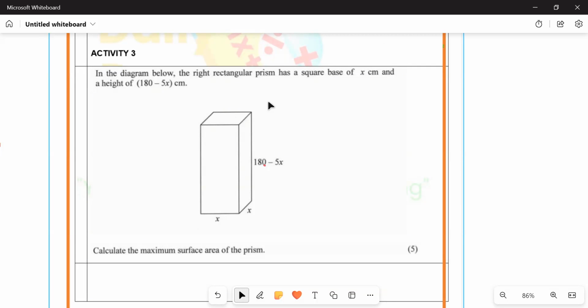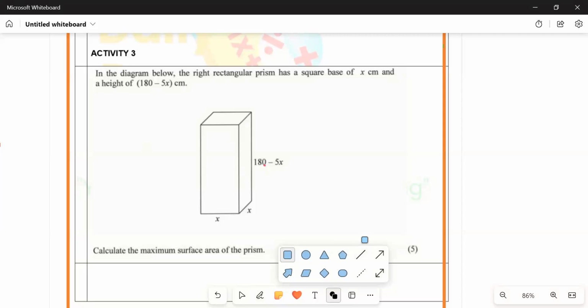We will be dealing with variables here. Instead of having numerical values, you're going to have variables. So what are they saying here? They're saying in the diagram below, a right rectangular prism has a square base, with x meters. So here's the rectangular prism. It has a square base. So you can come and say which is the base, it's a square.